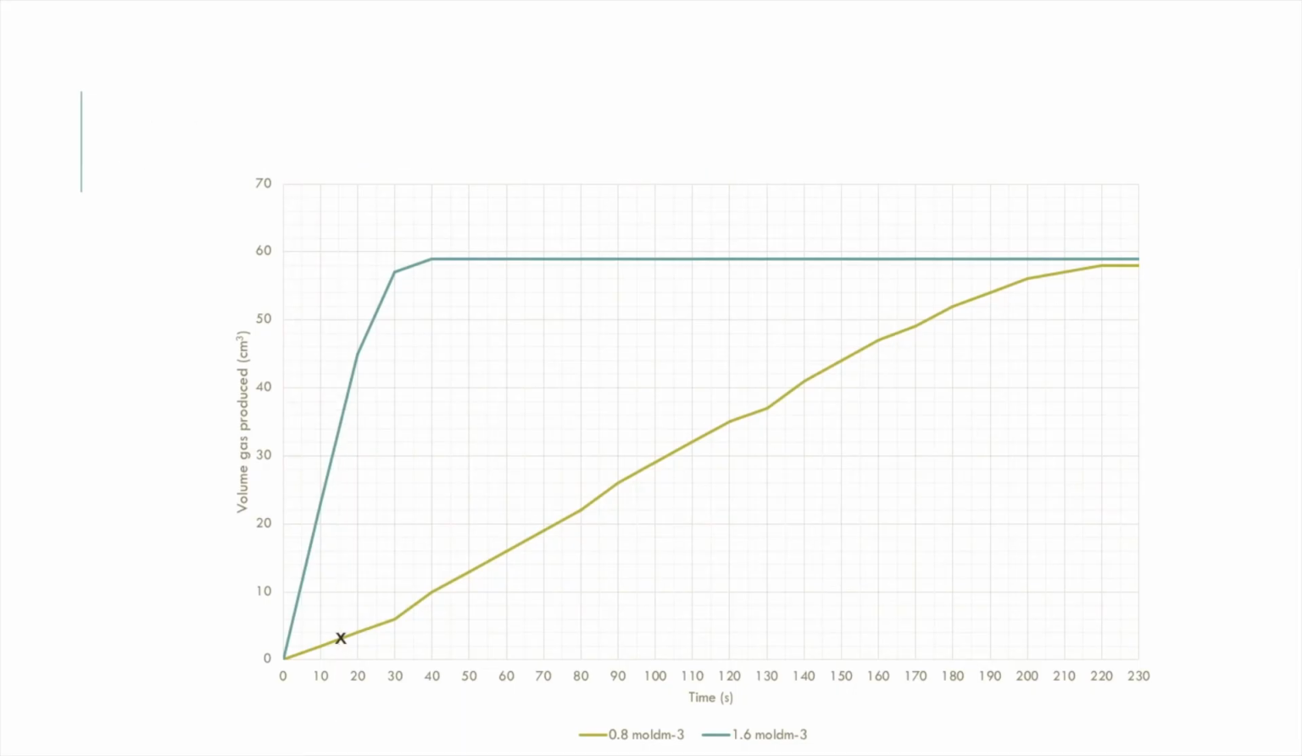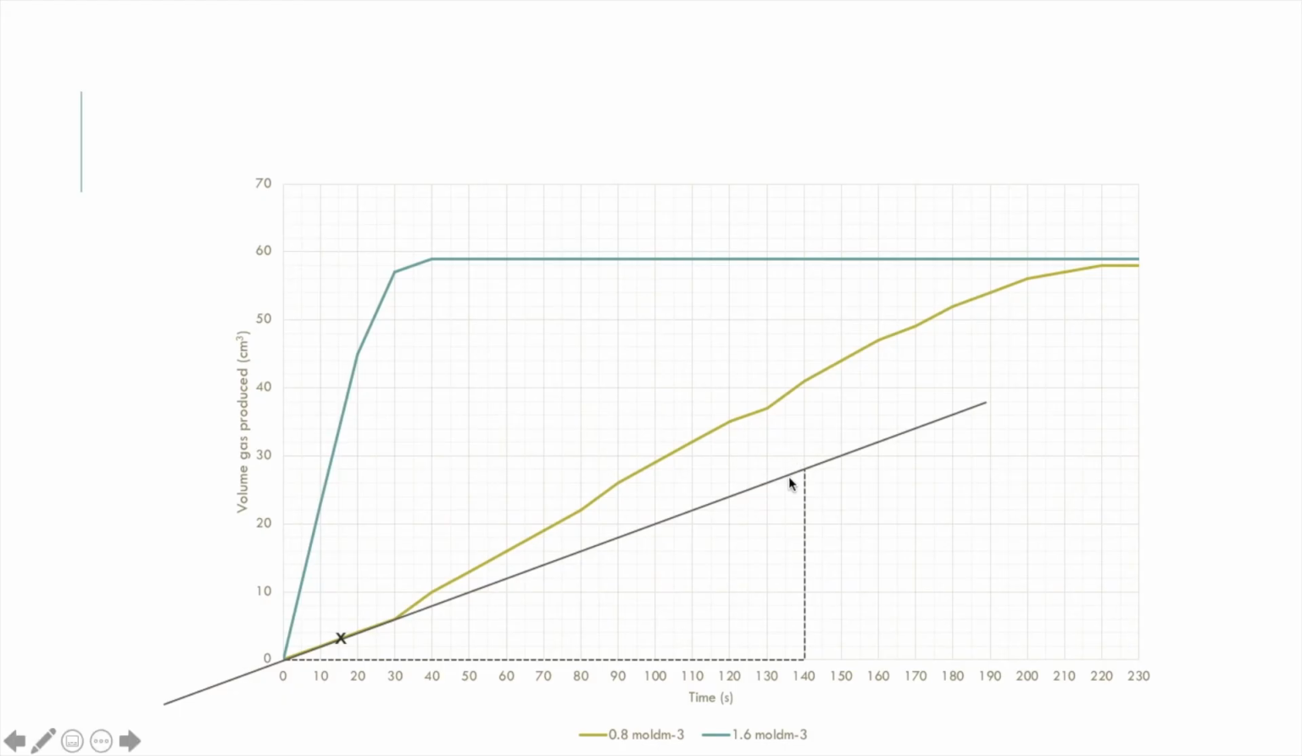So let's start with the slower reaction. To find the gradient at this exact point, you need to draw a tangent line as best you can. Then you need to draw a triangle and try and make this as large as reasonable, as you'll get more accurate results with a larger triangle. Choose to make your triangle at points where reading off the numbers is going to be easier for you. And what I mean by that, find places where the tangent lands where the grid lines cross.